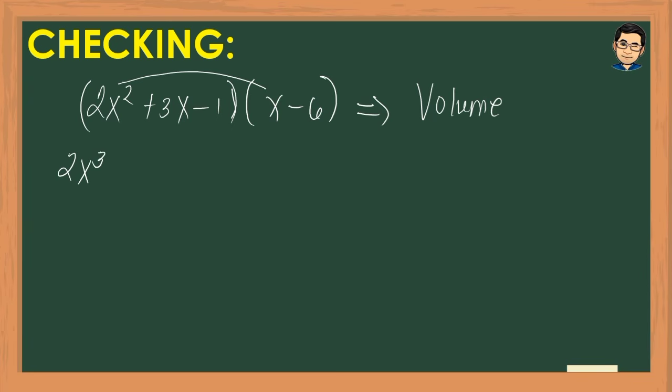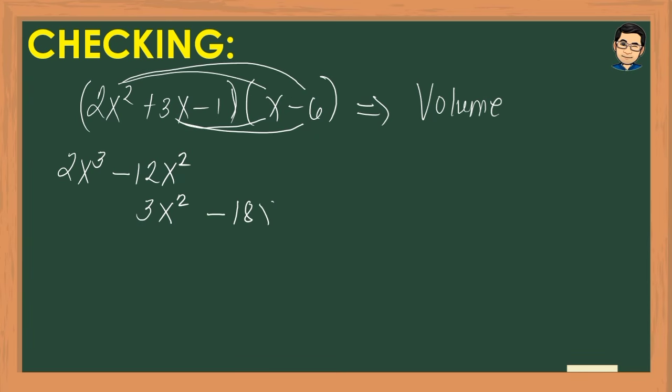And then, 2x squared times negative 6, negative 12x squared. And then, 3x times x, that is 3x squared. So, itapat na po natin. And then, 3x times negative 6, negative 18x. Finally, yung negative 1 naman ang ating i-distribute. So, negative 1 times x, that is negative x. And then, negative 1 times negative 6, that is positive 6. And then, we add. So, 2x cubed, bring down.